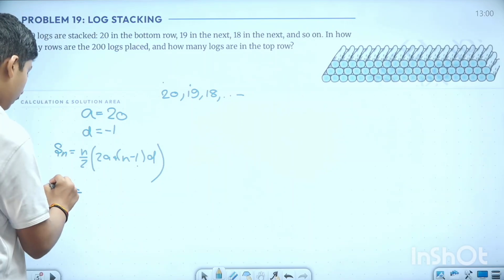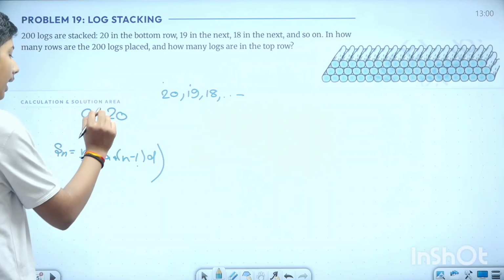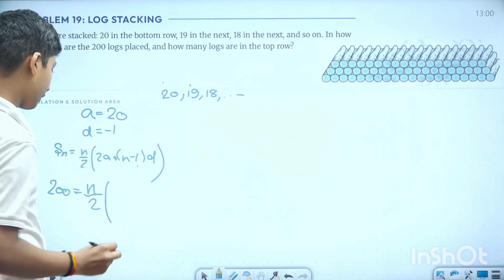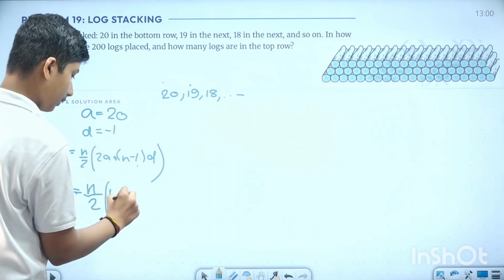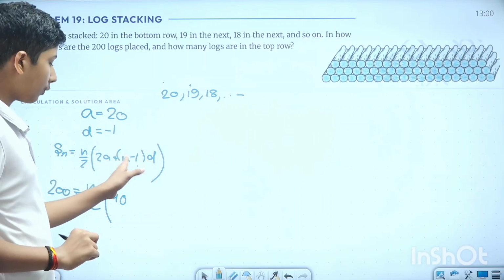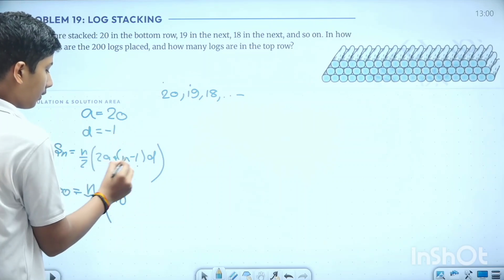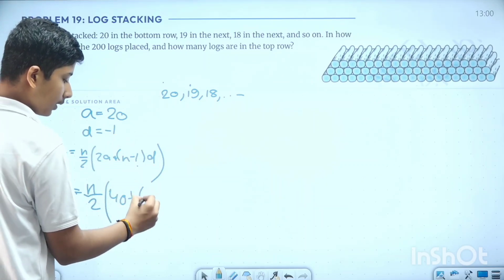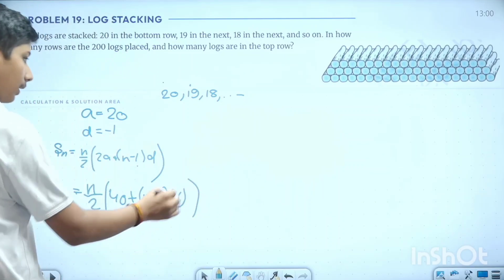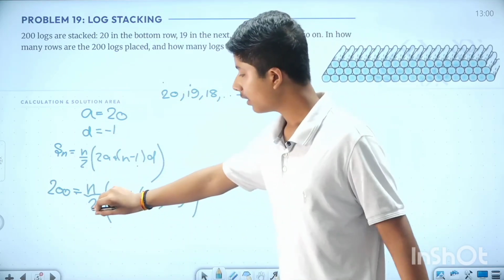Sn is given to us, which is 200, equal to n by 2. n is not known to us because we have to find it. 2 into a means 40, plus n minus 1 into d, or you can say n into d minus d. Minus d means minus 1, so here plus n minus 1 into minus 1. This will be in brackets. Let's solve it this side. Here n by 2 will remain as it is, we'll send the 2 to that side.